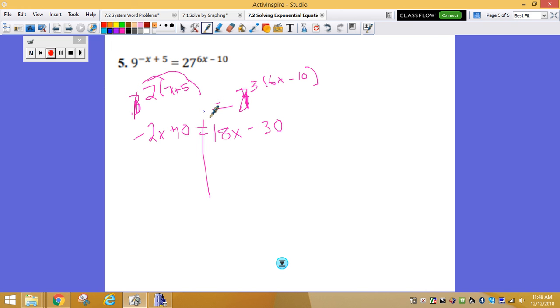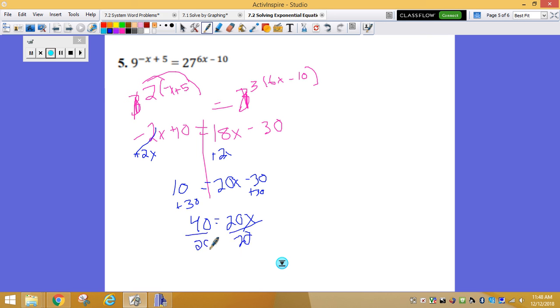And I'm going to move my 2x over by adding it. So these go away, and I have 10 equals 20x minus 30. I'm going to add my 30 to move it over here. And I get 40 equals 20x. Divide by 20. And your answer is 2.